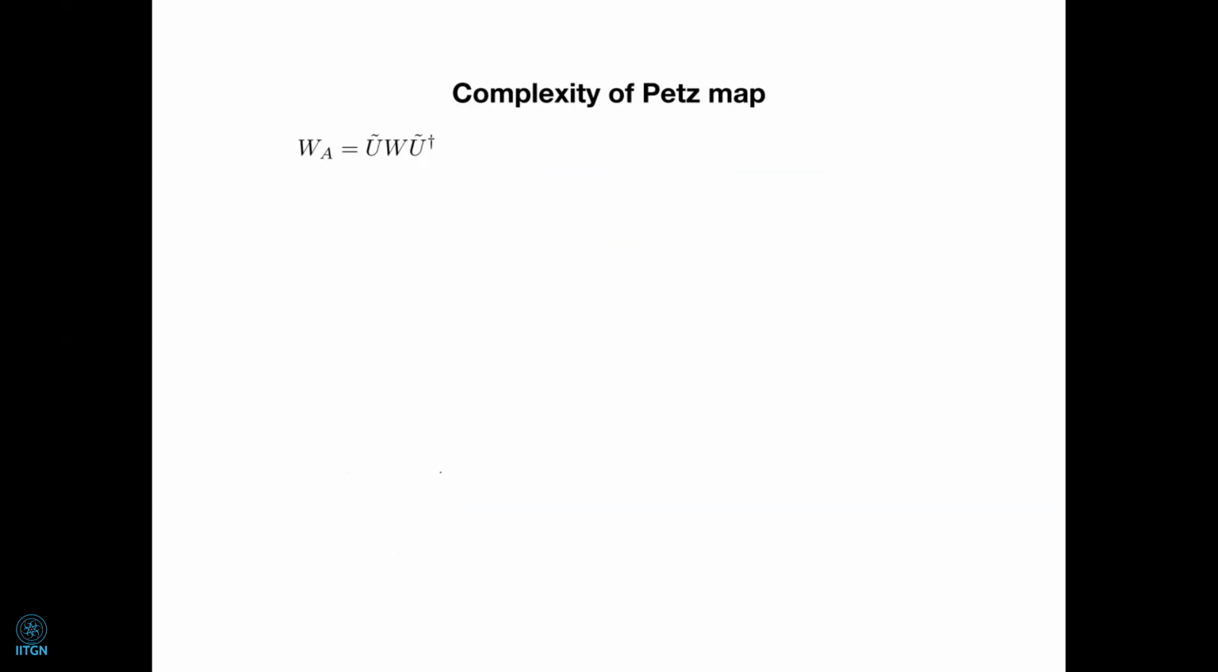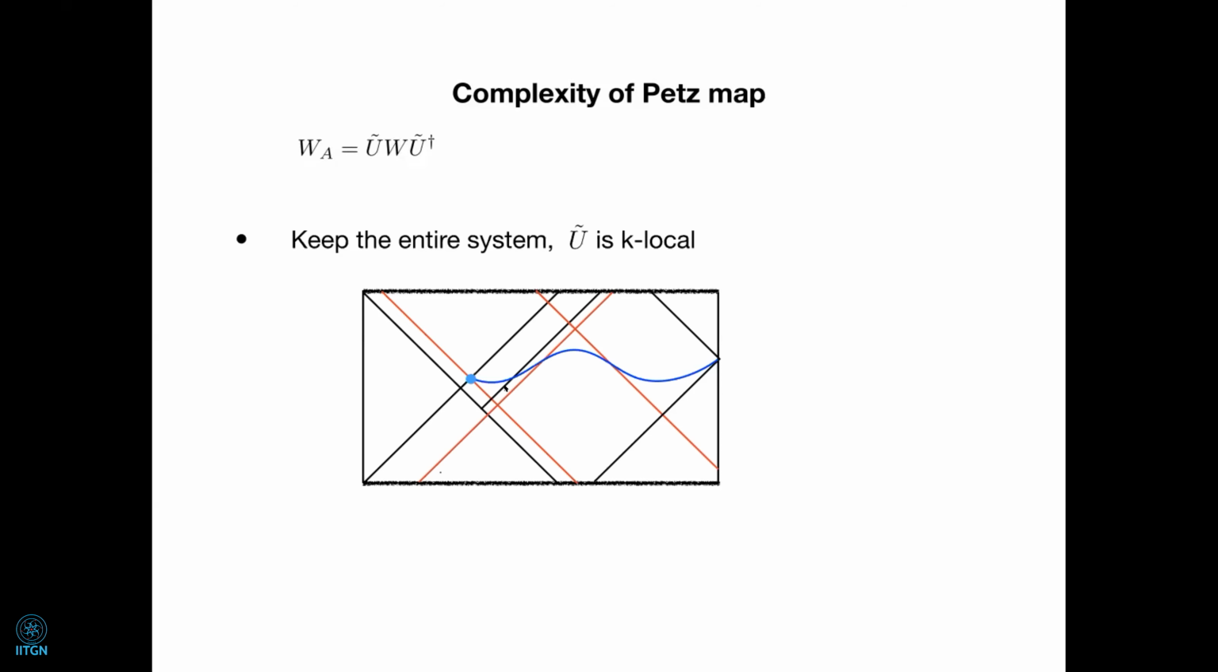Okay, let's look at the complexity of the Petz map. Once we write the operator W_A in the form of U total, W, U total dagger, it will be straightforward to estimate its complexity. As one can see, since W is a simple operator, most of the complexity will come from the unitary U total. So we need to study the properties of U total. If we keep the entire system, then this U total, in our earlier example, is just time evolution. In general, this U total is the horizontal circuit stored in the black hole interior.